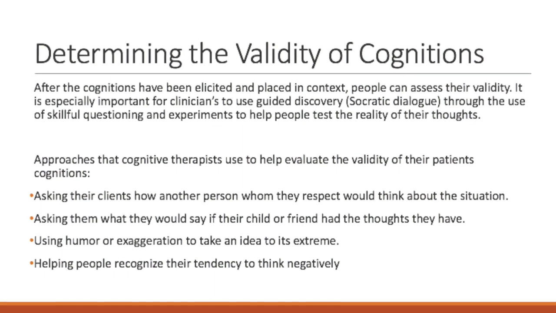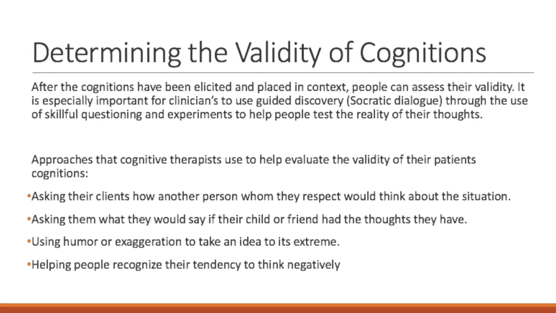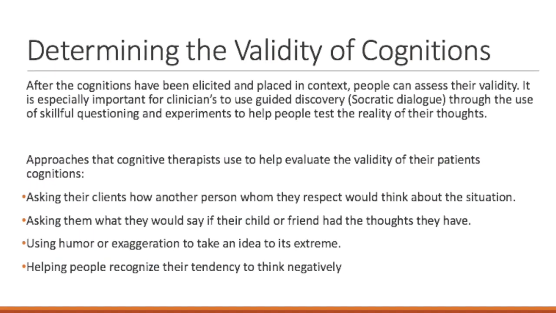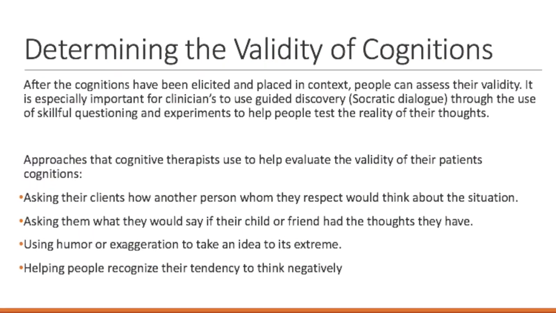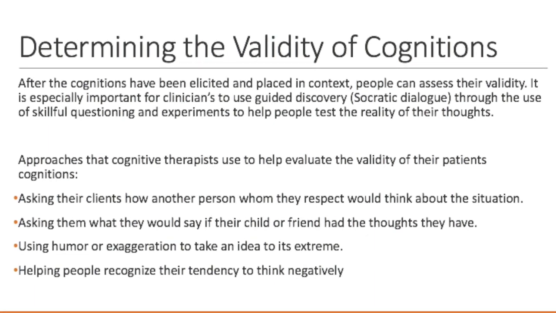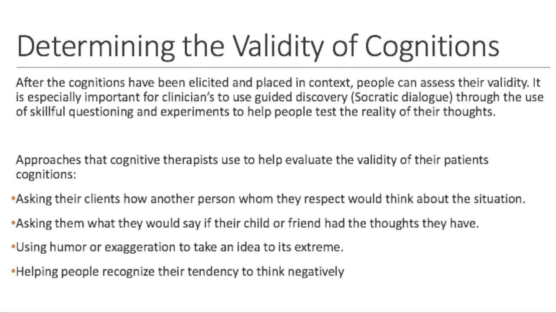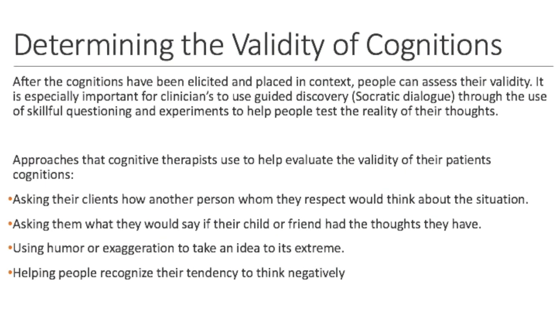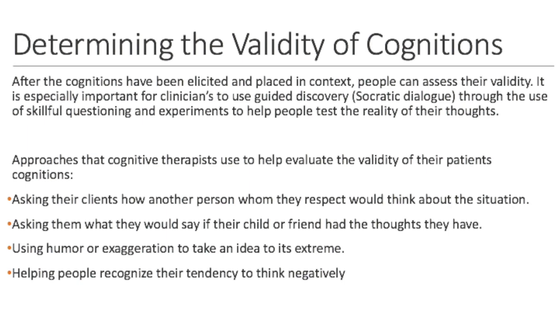Approaches that cognitive therapists use to help evaluate the validity of their patients' cognitions include asking their clients how another person whom they respect would think about the situation, asking them what they would do if their child or friend had the thoughts that they have, using humor or exaggeration to take an idea to its extreme, or helping people recognize their tendency to think negatively.